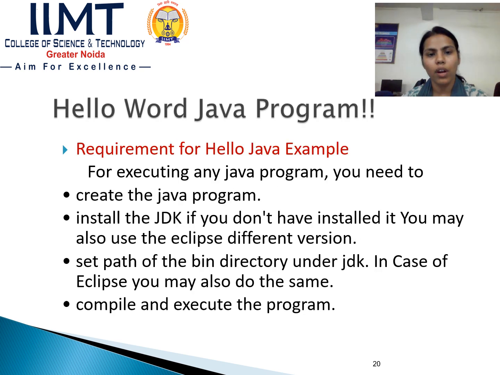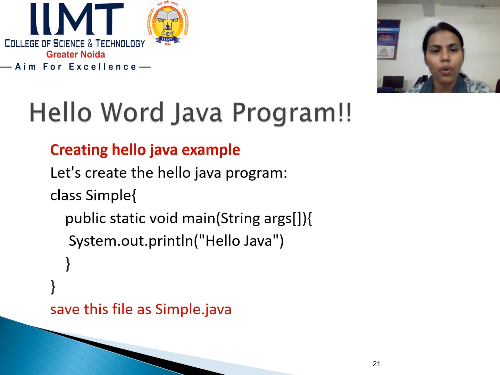Hello World Java program. Requirements for the Hello Java example. For executing any Java program, you need to create the Java program. Install the JDK. If you don't have it installed, you may also use Eclipse, a different version. Set the path of the bin directory under the JDK. In case of Eclipse, you may also do the same. Compile and execute the program.